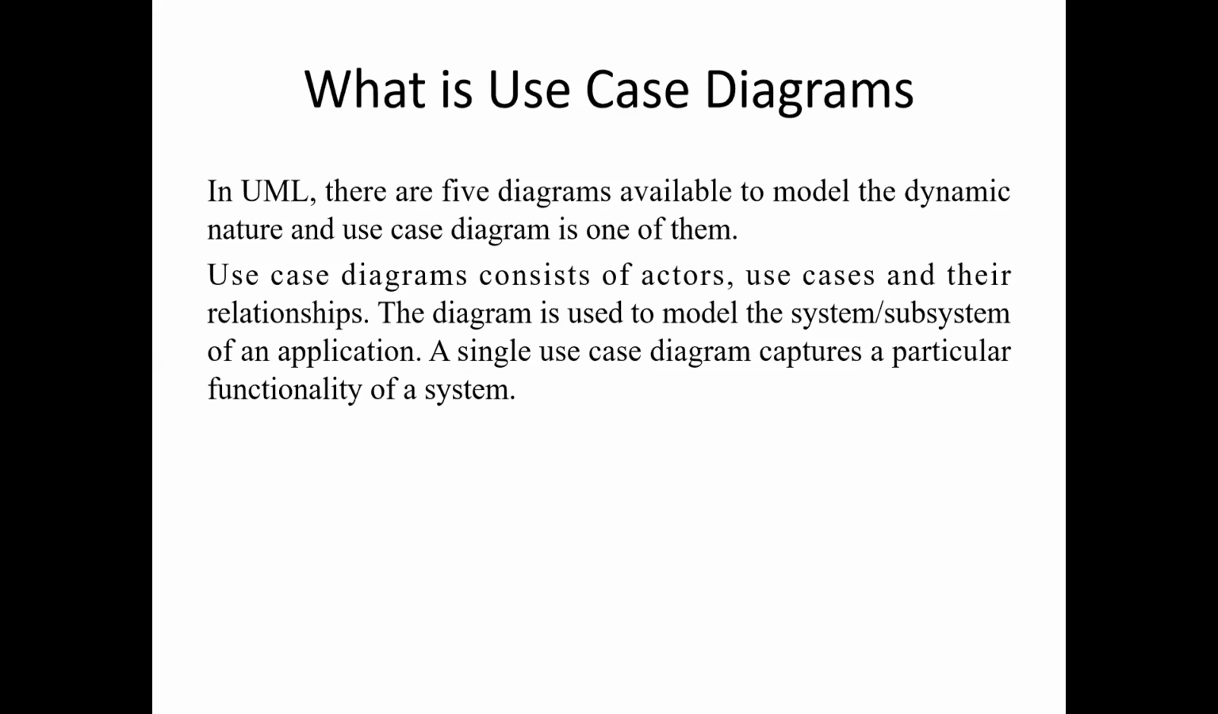In UML, there are 5 diagrams available to model the dynamic nature of a system. The use case diagram is one of them. Since the use case diagram is dynamic in nature, there should be some internal or external factor to make the interconnection or interaction. These internal and external agents are known as actors. A use case diagram consists of actors, use cases, and their relationships.